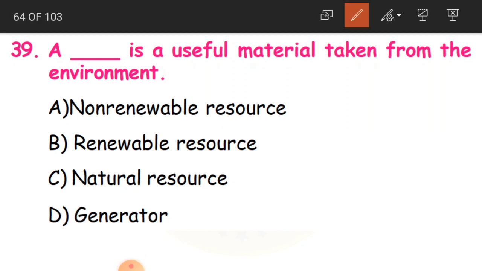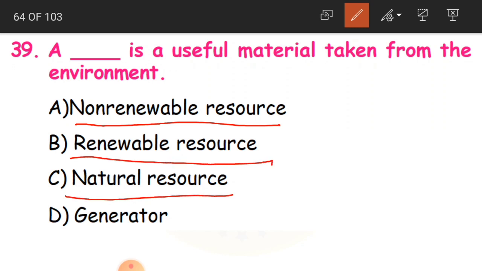A dash is a useful material taken from the environment. It is either non-renewable resource, renewable resource, natural resource or generated.